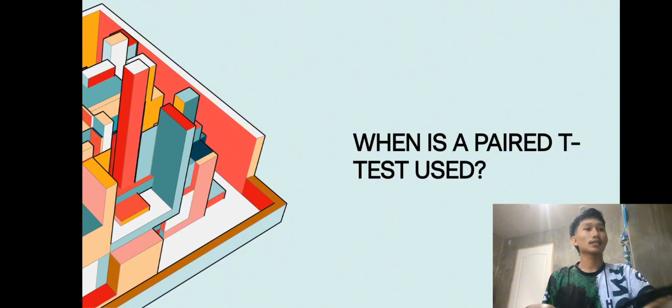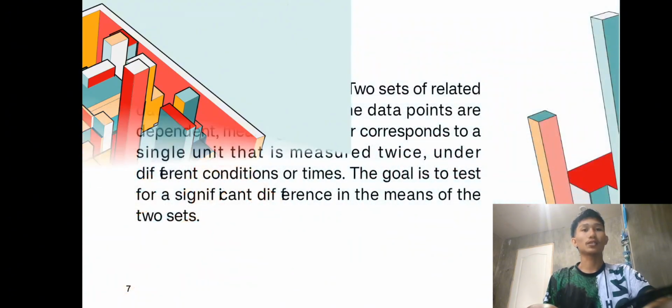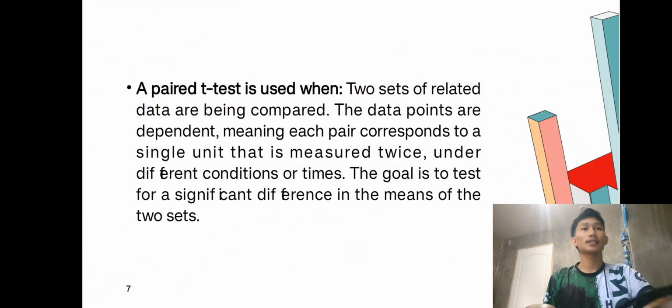When is a paired t-test used? A paired t-test is used when two sets of related data are being compared. The data points are dependent, meaning each pair corresponds to a single unit that is measured twice under different conditions or times. The goal is to test for a significant difference in the means of the two sets.